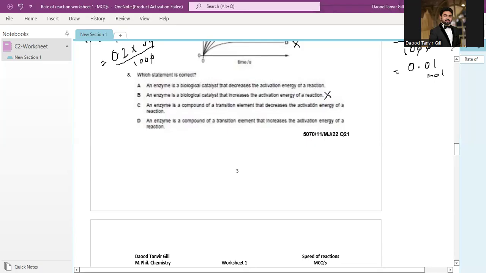An enzyme is a compound of transition element that decreases. This is incorrect, because an enzyme is a protein. It is not made up of transition elements. Yes, this is also incorrect. It decreases the activation energy, but it is made up of a protein. An enzyme is a compound of transition element that increases. This is totally incorrect. So A is the correct option.